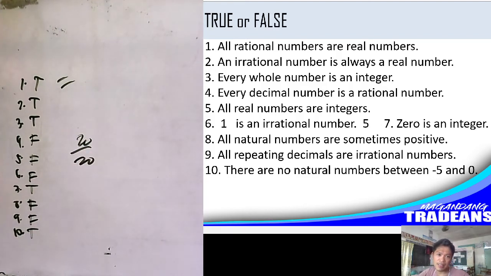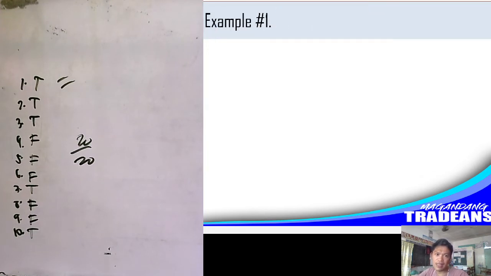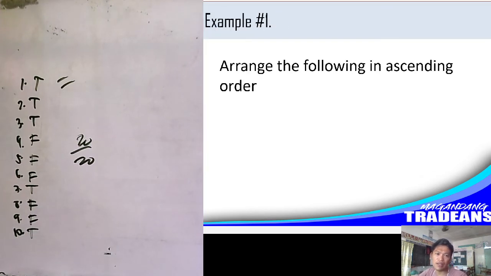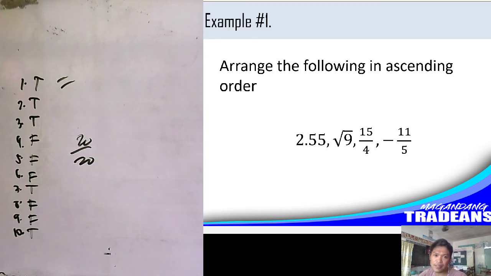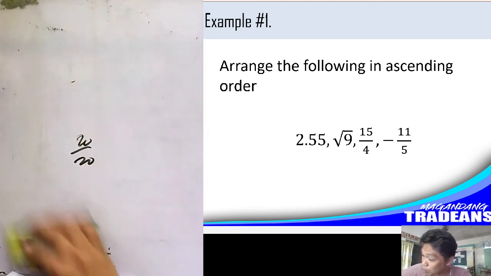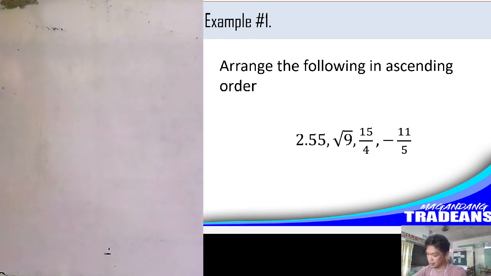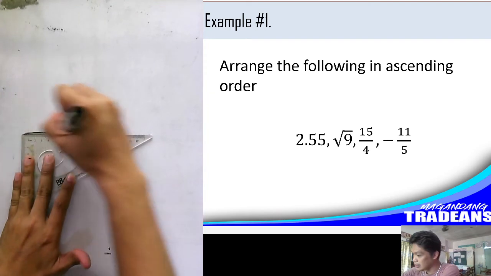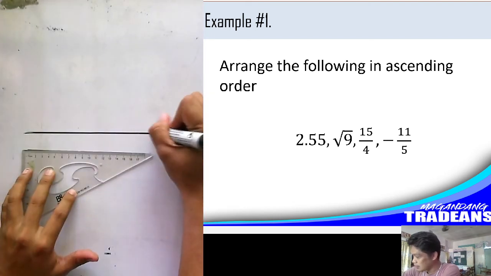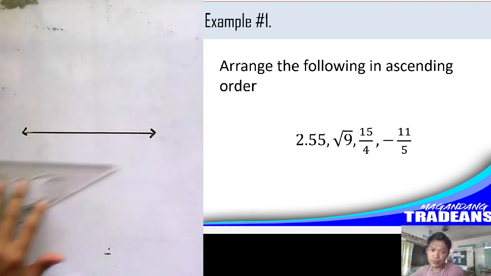Okay, let's proceed now to our lesson. Our lesson today will be about how to arrange the following in ascending order. So that is now our lesson. First, we are going to make a number line. So get a ruler, make a straight line, and do not forget the arrow.